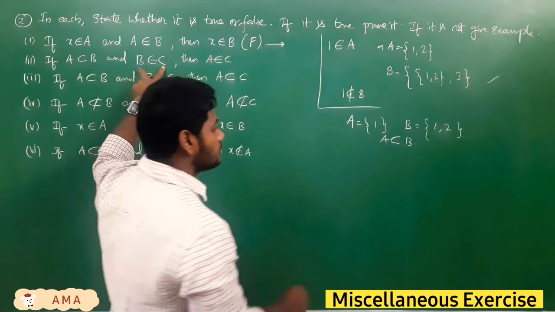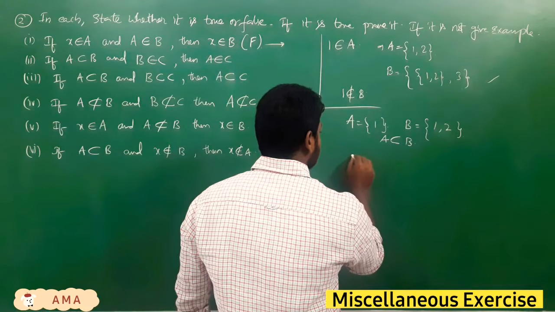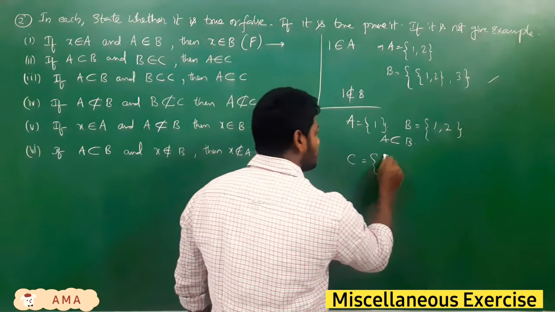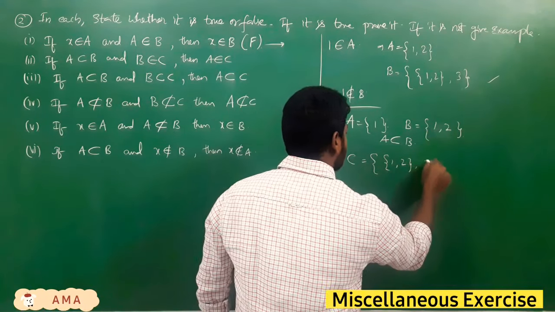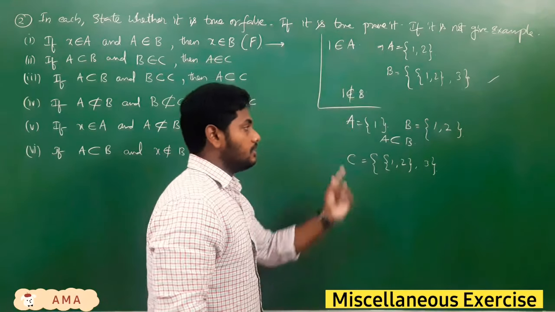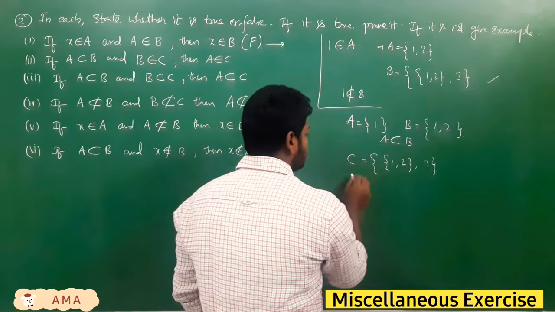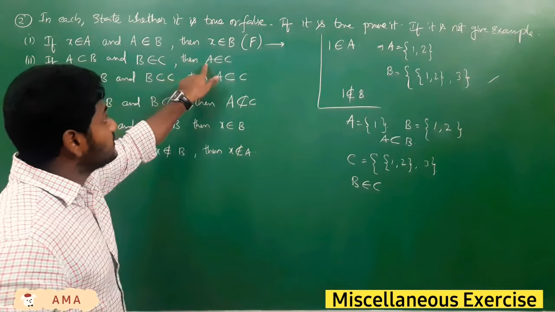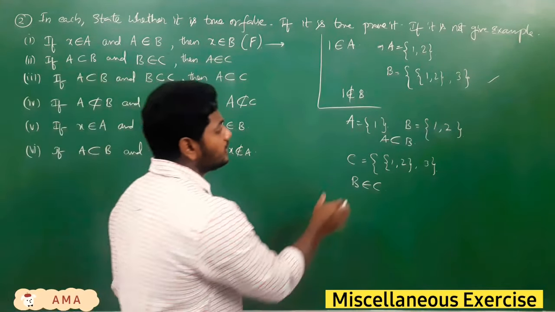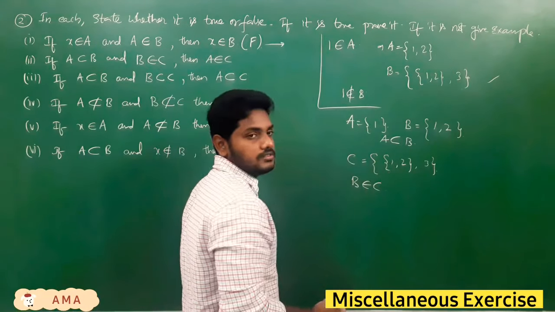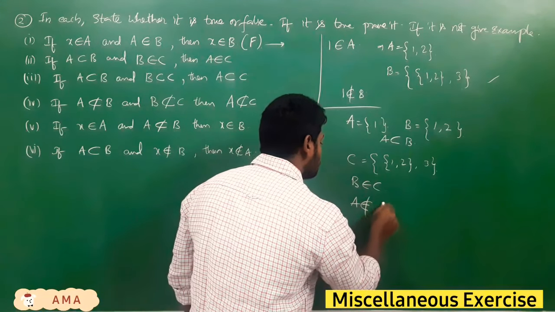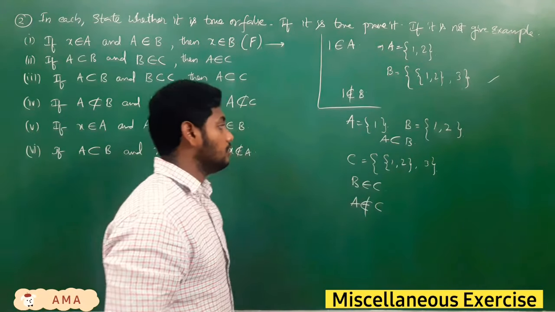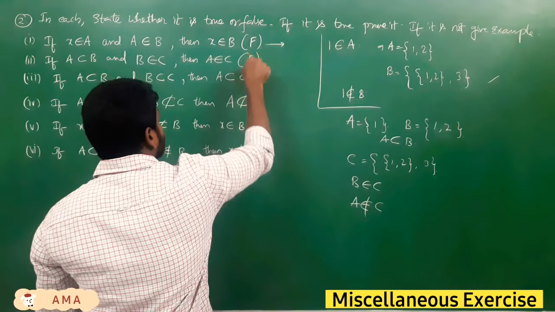B belongs to C means what? The set B should be present inside C. So C is {1, 2, 3}. A subset of B, first condition. Next, B belongs to C, second condition. Then does A belong to C? No. A does not belong to C, right or not? A is not present here. So A does not belong to C. So this is also false.